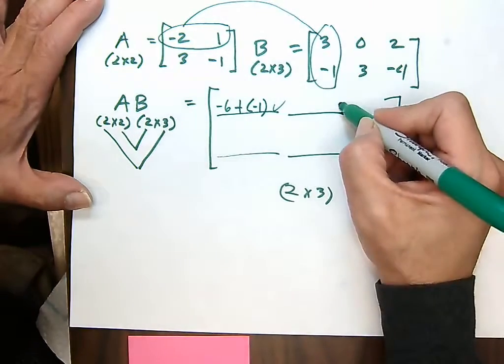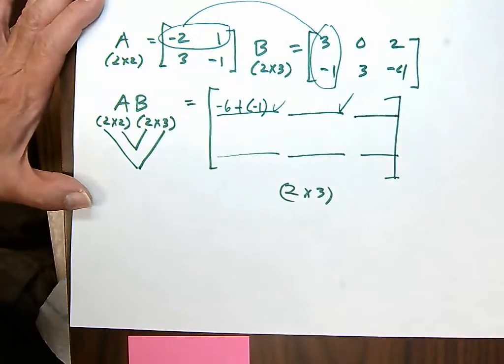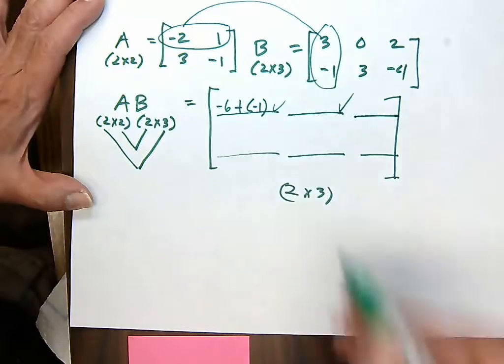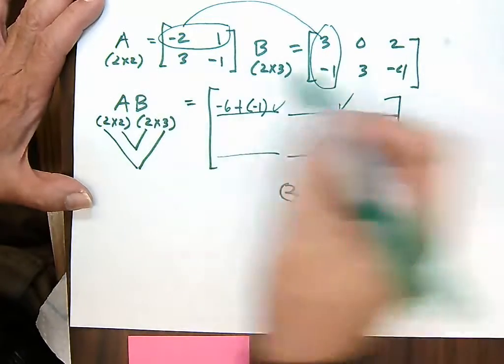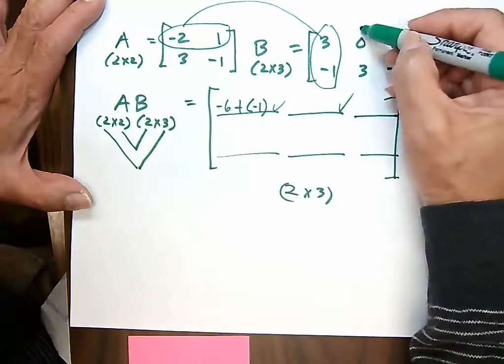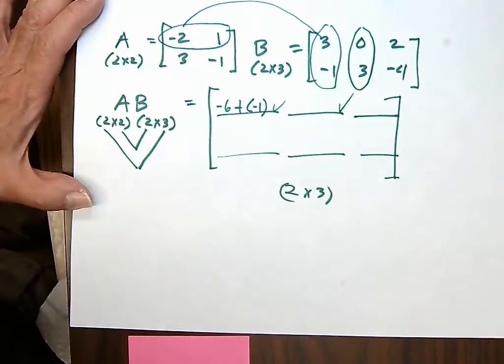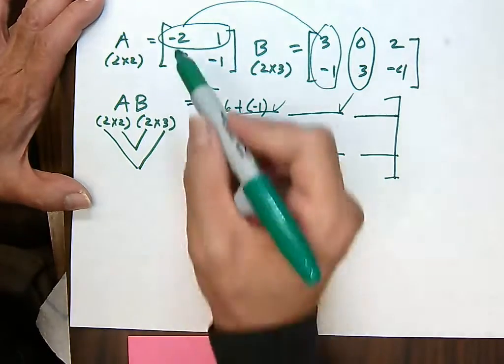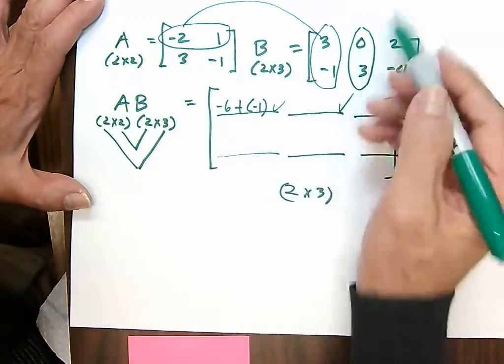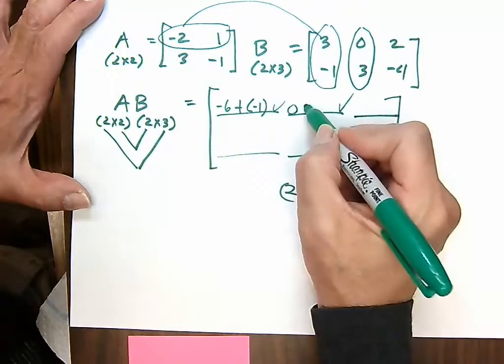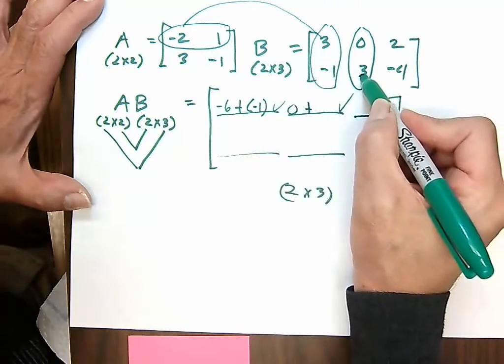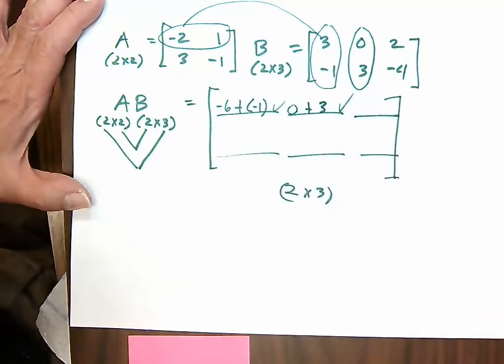Okay, the next element I want to calculate here is in the first row, second column of the product matrix. How do I find it? Well, since this is first row, second column, I use the first row of the lead matrix, but this time the second column of the lag matrix. And then again, I have to sum up the products of the elements. How do I do it? I go -2 times 0, which is a 0, plus 1 times 3, which is 3.